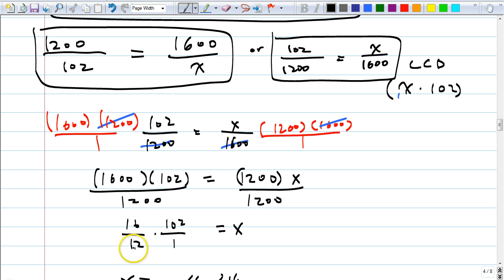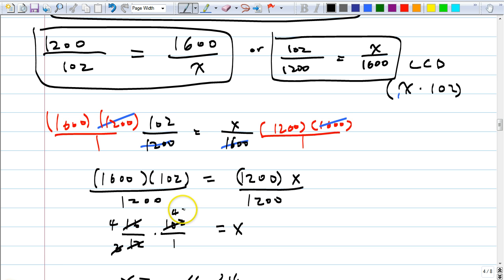Well, 16 and 12. What goes into 16 and 12? 4. So 4 goes into 16 4 times. What about 12? 3. By the way, does 3 go into 102? It would be nice if it does. It does. How do we know? We could add all the digits, right? 1 plus 0 plus 2 is 3. How many times does 3 go into 102?